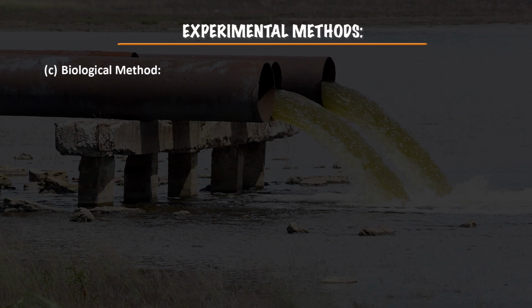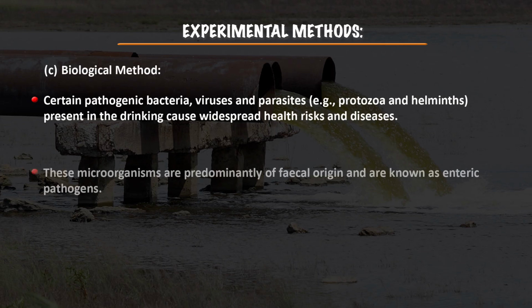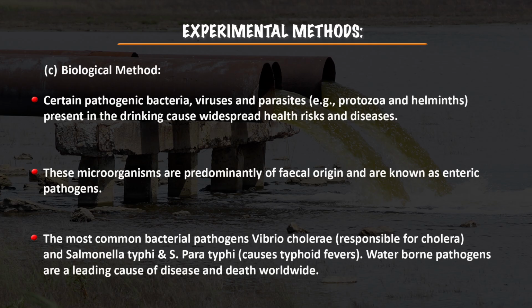We'll come to the biological method. Certain pathogenic bacteria, viruses and parasites like protozoa or helminths which are present in drinking water cause widespread health effects and diseases. These microorganisms are mainly of fecal origin and are also known as enteric pathogens. The most common bacterial pathogens are Vibrio cholerae, responsible for cholera, and Salmonella typhi, which causes typhoid fever. Waterborne pathogens cause deaths worldwide.